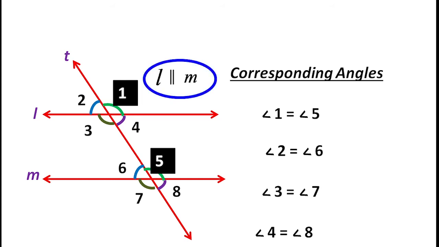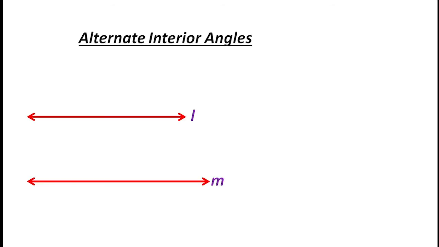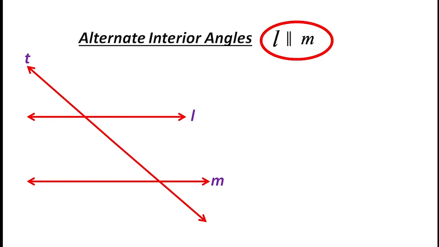Next is alternate interior angles. L and M are parallel and T is the transversal. Total 8 angles are formed. Here I have marked 2 angles. One is on the right side of the transversal and another is on the left side of the transversal, and both are between the parallel lines.